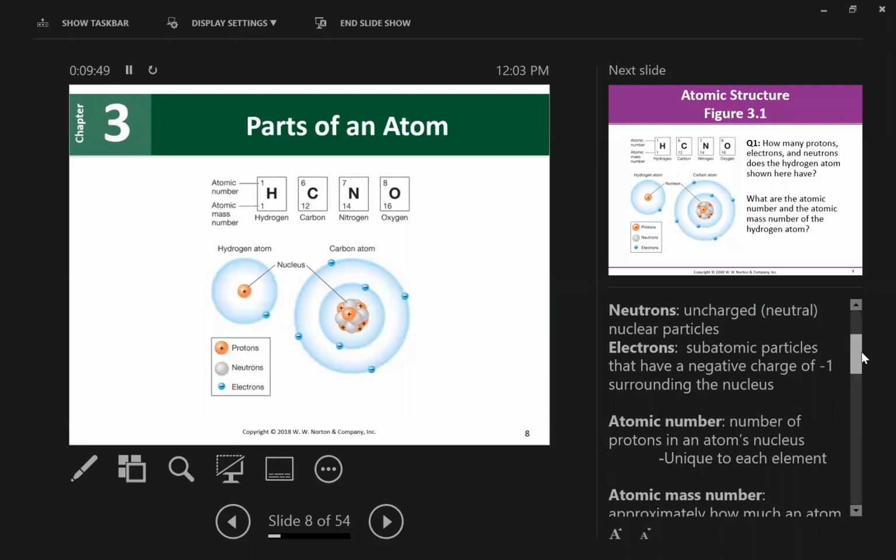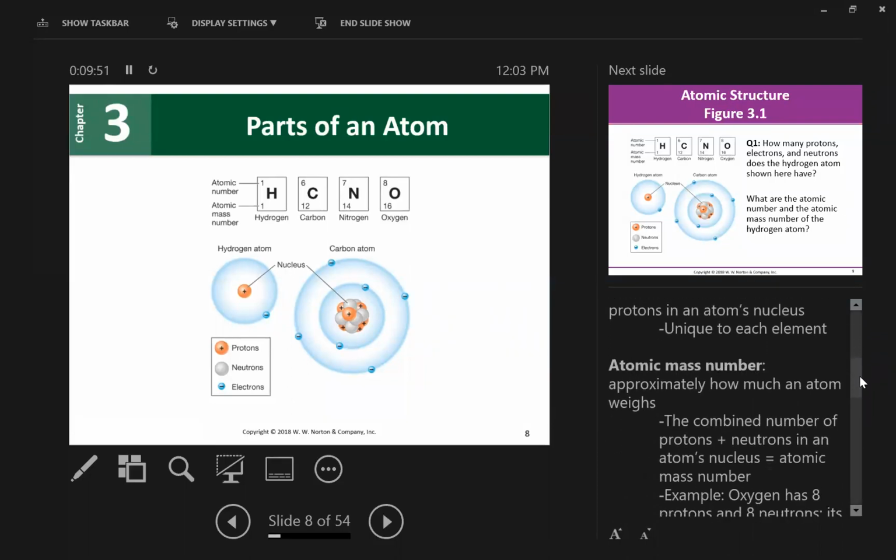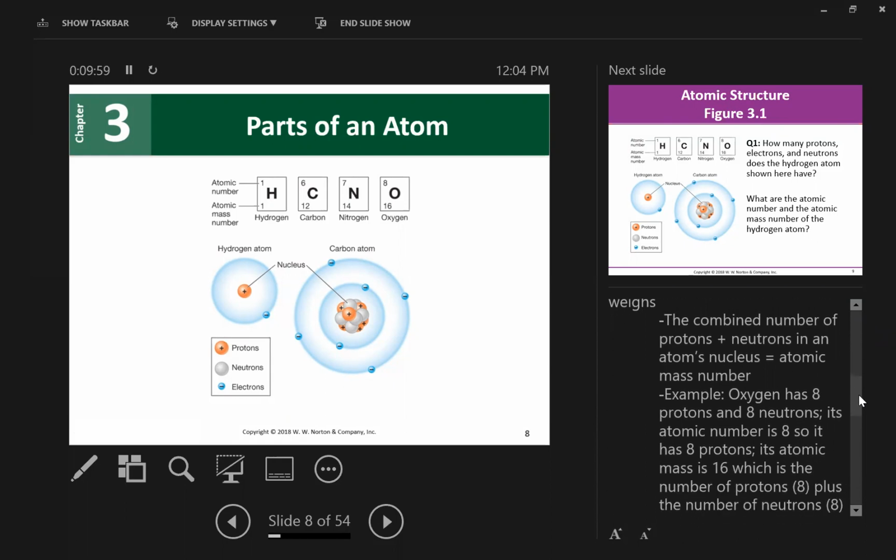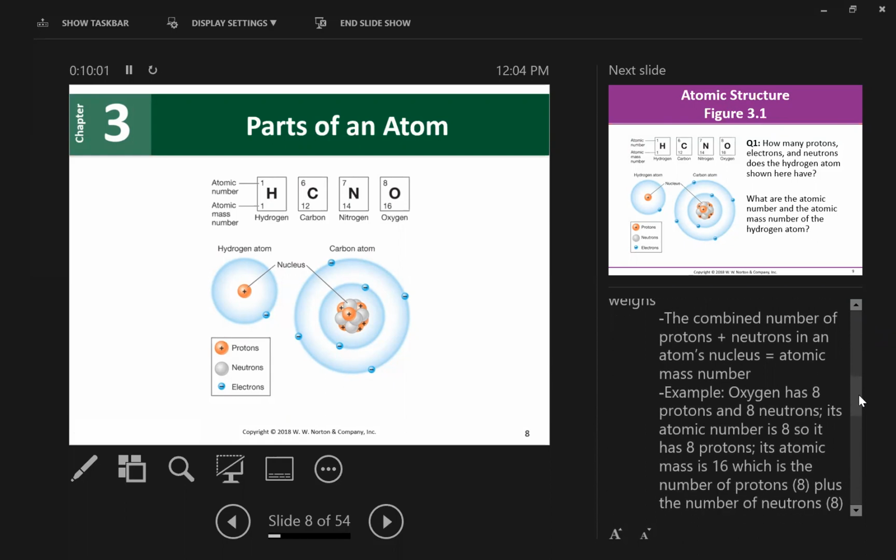The next number that we can see in that square is the atomic mass. This is approximately how much the atom weighs. This is the combined number of protons and neutrons in an atom's nucleus. They're not always the same number of protons and neutrons.